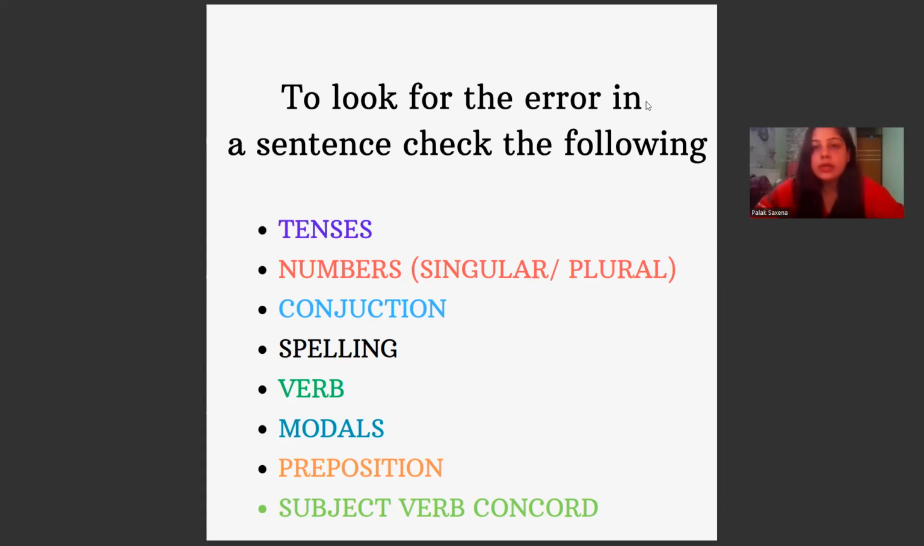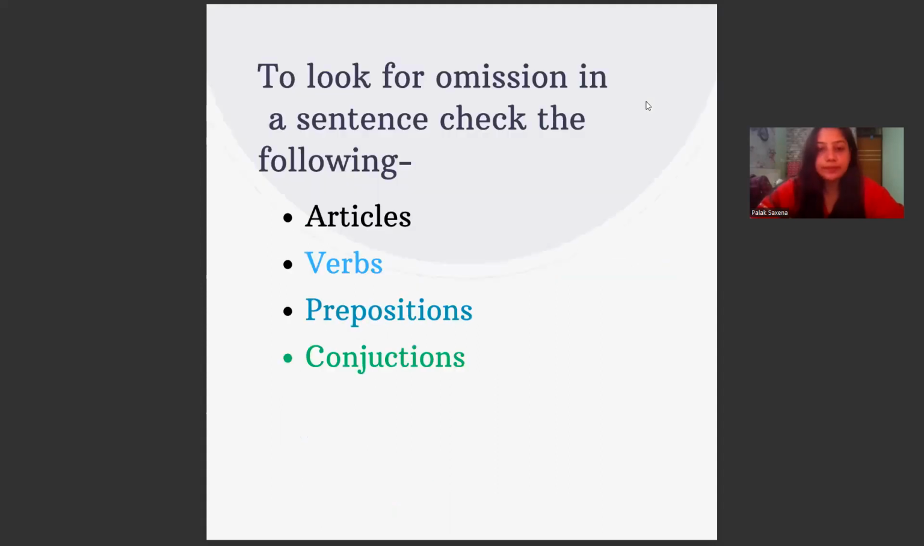Second is numbers, singular and plural. For example, if I say boxes, with a singular word we cannot use boxes. A is singular, so it should be a box. So you have to take care of the numbers as well. Next is conjunction. Sometimes conjunctions are inappropriately used in a sentence, so you'll have to find out if the conjunctions are used properly. Spelling. These kinds of errors are maximum in the paragraph. Then you'll have to go through verbs, modals, prepositions, and subject verb concord.